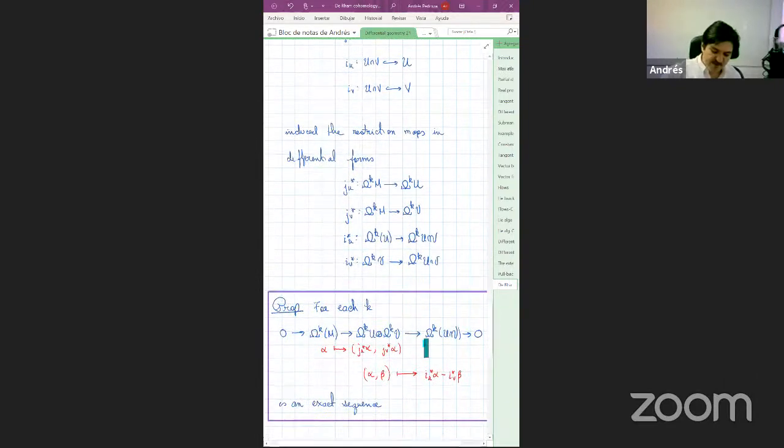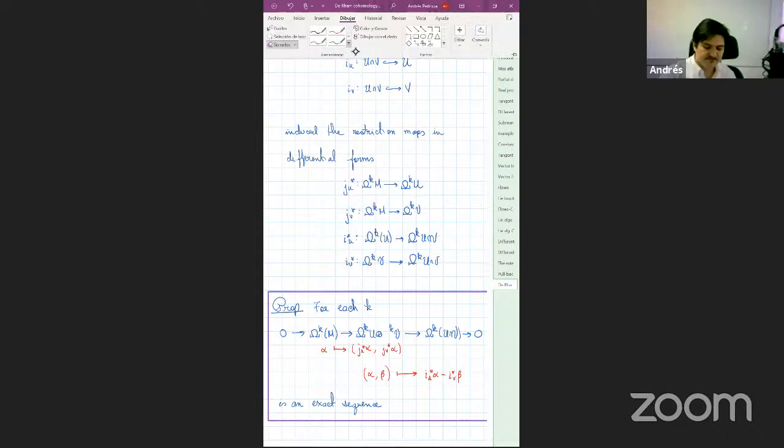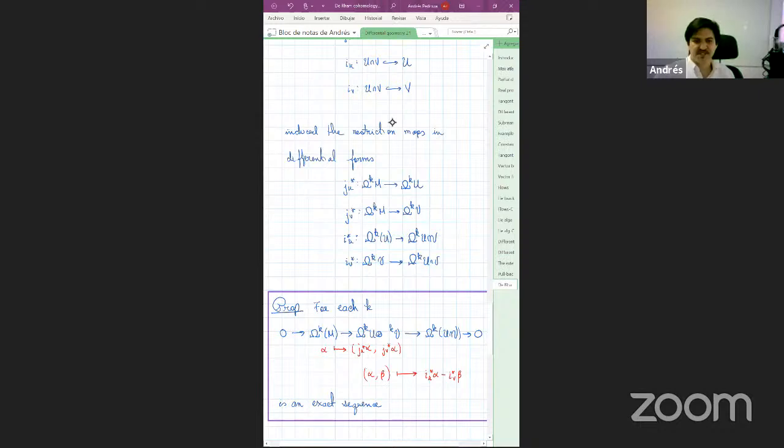Now, remember that these are vector spaces, and moreover, they are infinite dimensional vector spaces. And what we are arguing is that we have an exact sequence. Is the proposition clear? Moises?